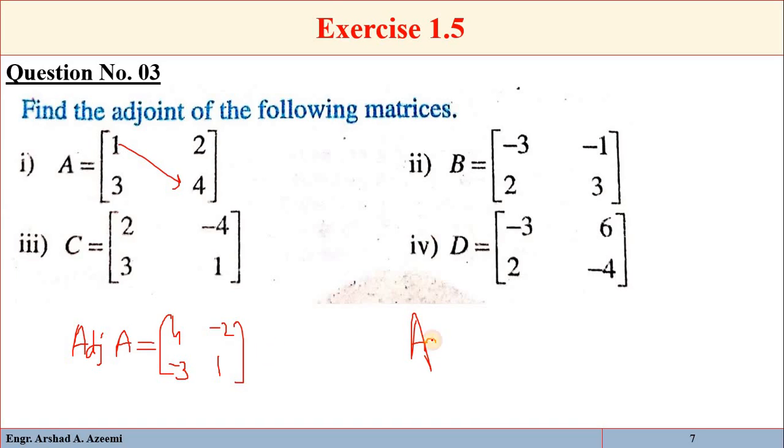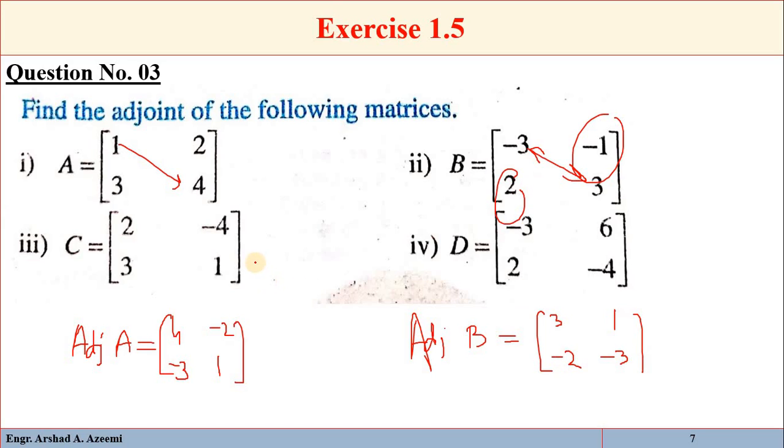Similarly for the next one, adjoint of B will be equal to, interchange these two elements with each other, so it will become 3 and minus 3, and change the sign of these elements. So it is minus 1, here it will become plus 1, it is plus 2, it will become minus 2. So that is the adjoint of B.